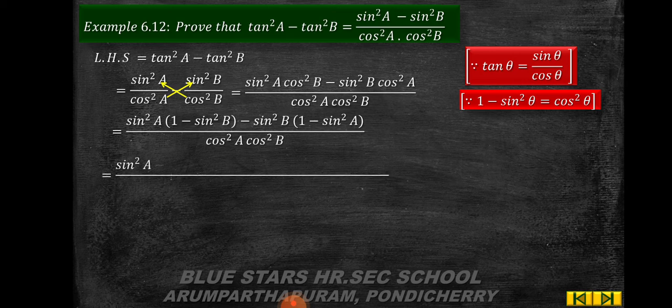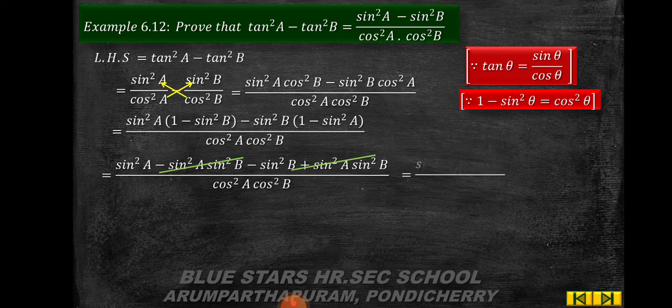So the next step is multiplication. So sin square A minus sin square A into sin square B, minus sin square B into minus plus, so you get sin square B into sin square A, divided by cos square A into cos square B. So minus sin square A sin square B plus sin square A sin square B gets cancelled. You get sin square A minus sin square B divided by cos square A into cos square B. So we got the right hand side value. So which is your right hand side. Hence we proved.